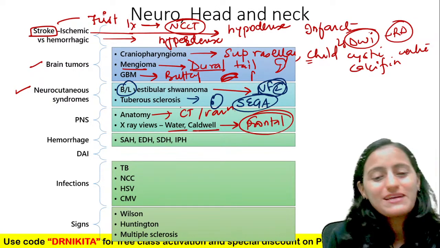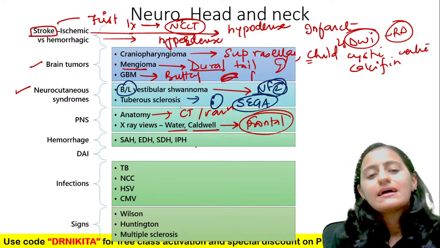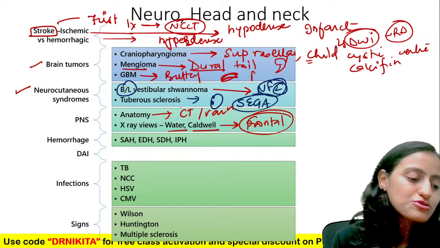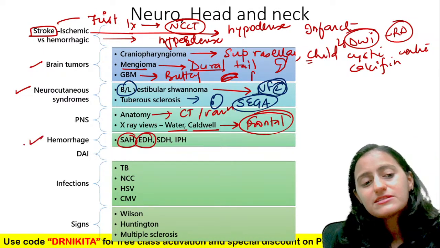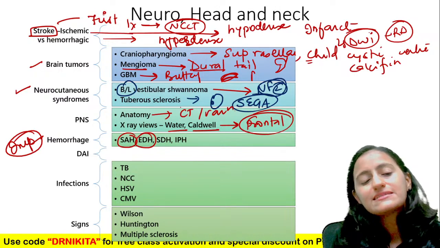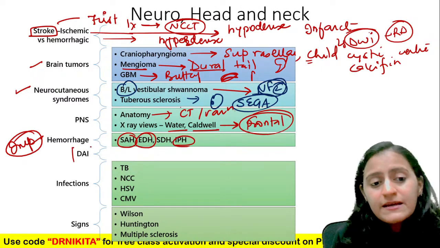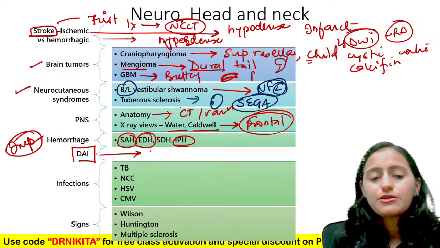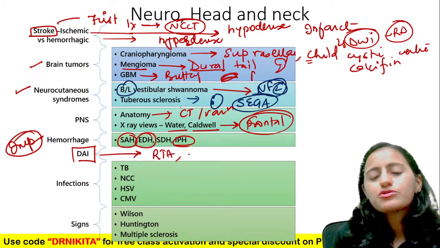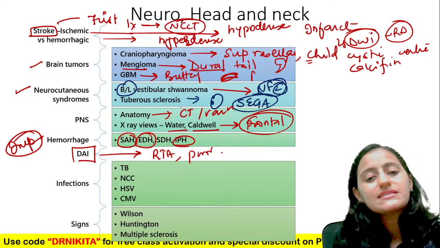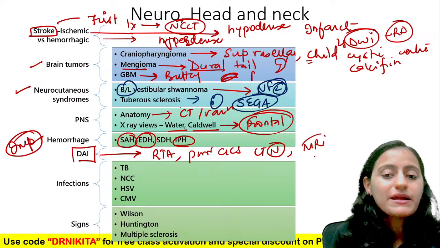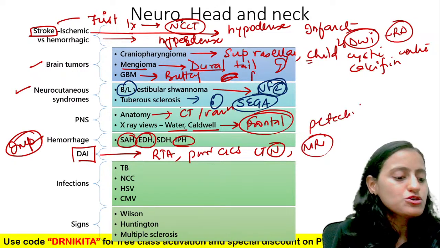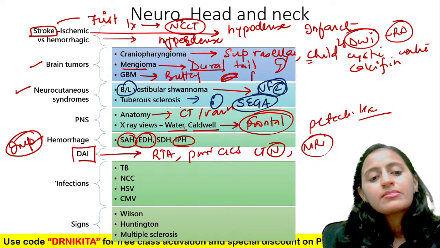Today we are just discussing the list of the topics, and I'm just telling you the important one-liners. Hemorrhage is something which is very, very important for all the exams. Differentiating SAH, EDH, SDH, and IPH is what is frequently asked. Diffuse axonal injury is something that you should know: a patient with road traffic accident with poor GCS, CT scan normal, and MRI is going to be a better investigation. MRI will show petechial hemorrhages.